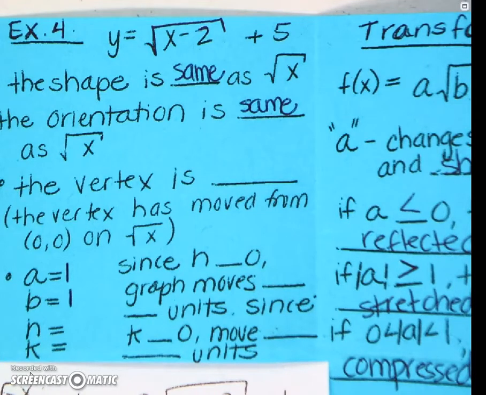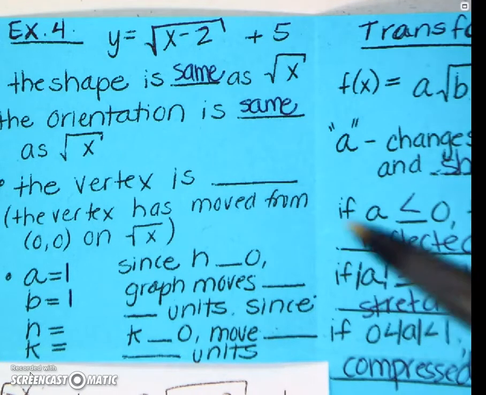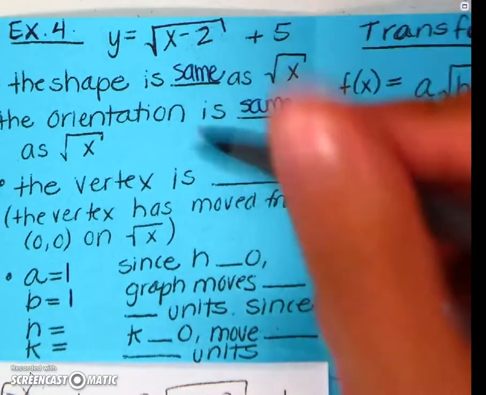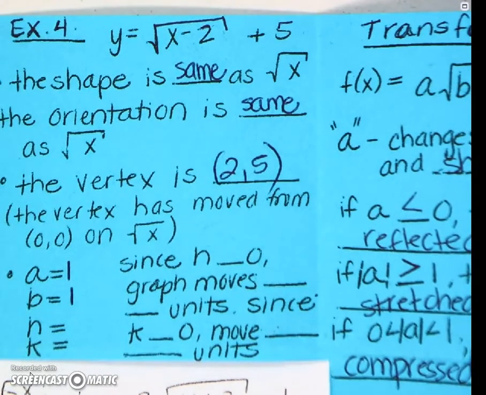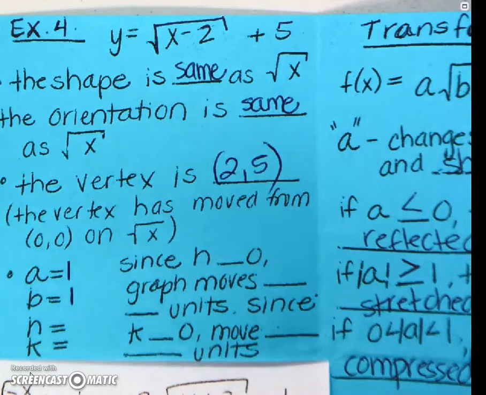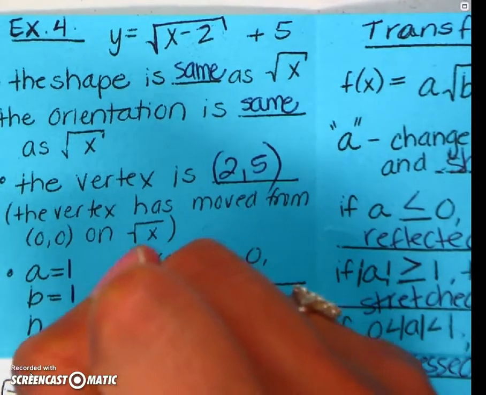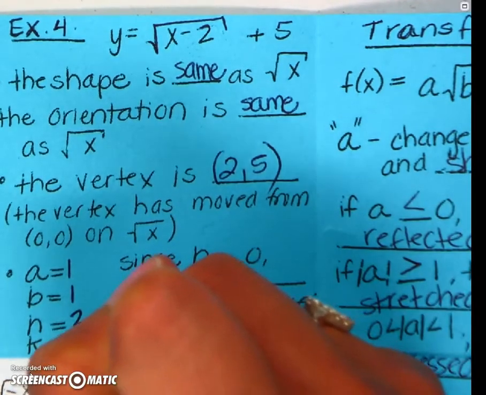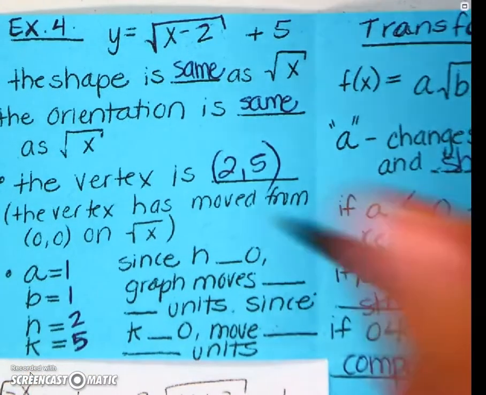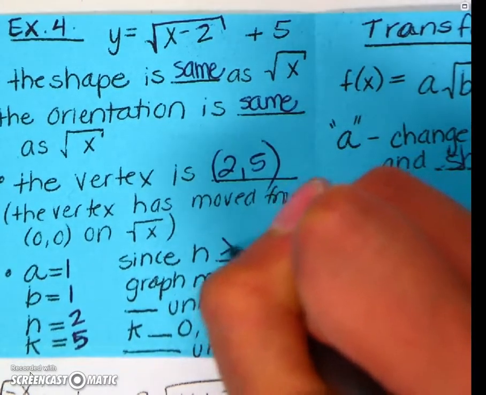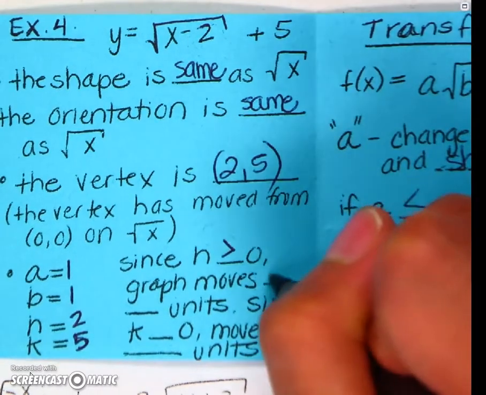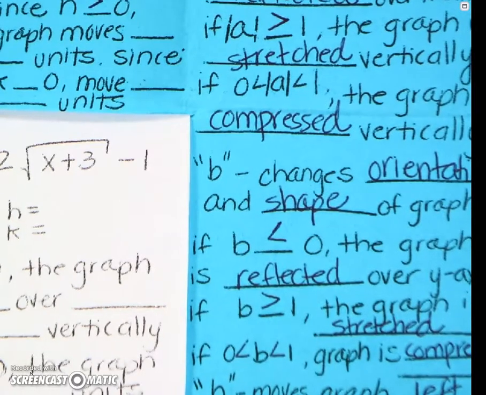The vertex in this case is what? Yeah, the vertex is going to be the opposite of what we see here. So it's going to be positive 2 and a positive 5. The vertex has moved from 0, 0 on the square root of x. H is going to be positive 2 and k is equal to 5. Is h greater than 0 or less than 0? Greater, good. Since h is positive, the graph moves, remember, h moves either to the left or to the right.